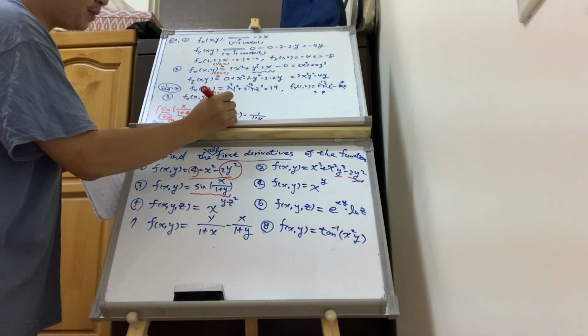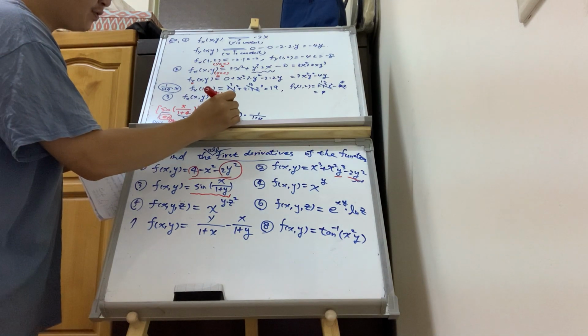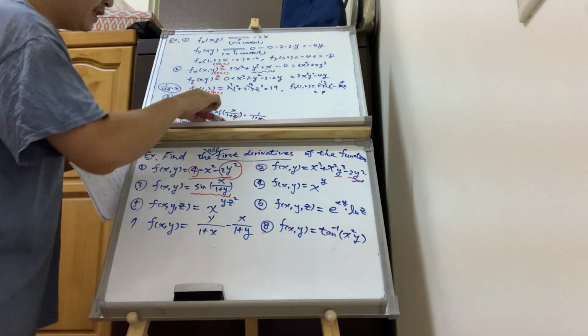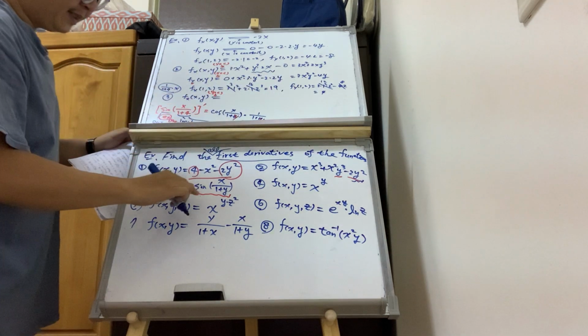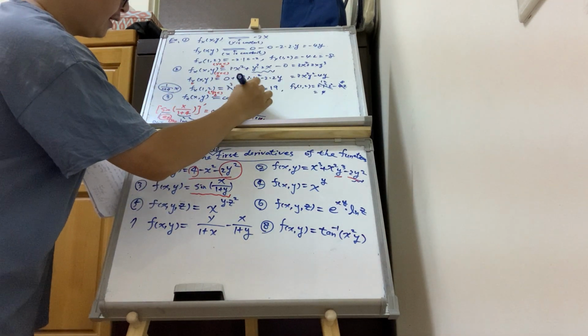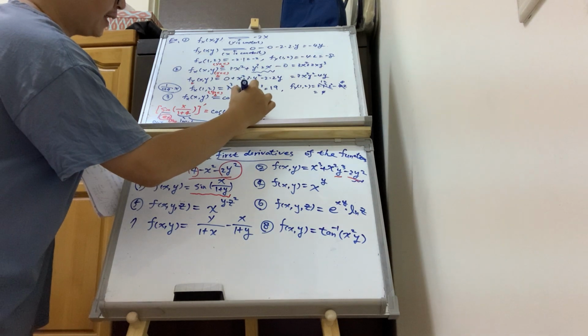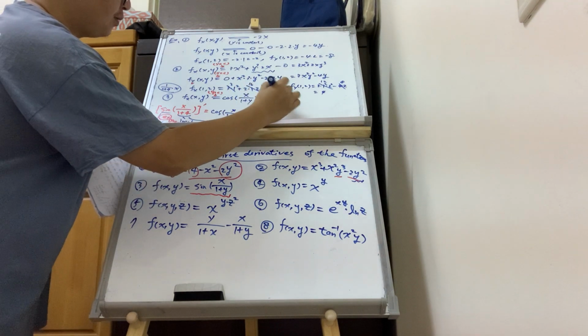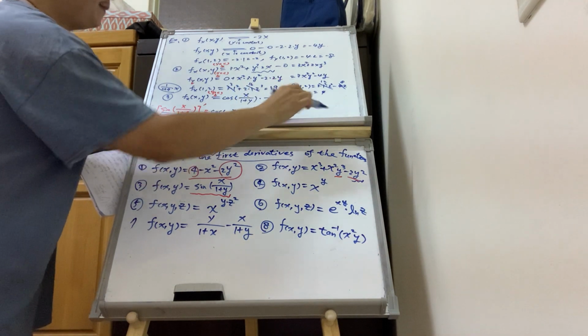But in general, for y, we should replace 4 by y. So here is exactly: cosine of x over 1 plus y times 1 over 1 plus y.